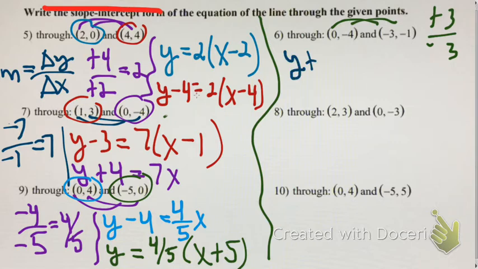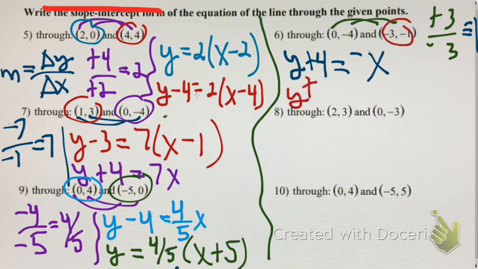Y plus 4 equals, what did we say our slope was? Negative 1. All right. Equals negative, and we don't have to write negative 1, we just write minus, and this is just because it's x plus 0, we just leave it as that. All right, then we come back to the next one, this point, and we say, okay, y plus 1 equals negative, and that's going to be x plus 3.